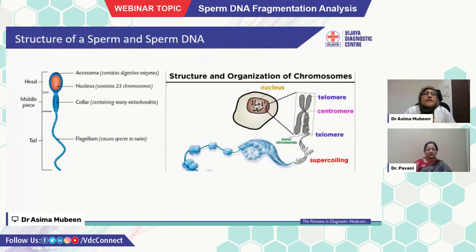The biology of the sperm, in short, as we all know, it has a head, a middle piece, and a tail. And the most important structure, the head, it consists of about 3 billion base pairs in the form of DNA compaction in the nucleus.